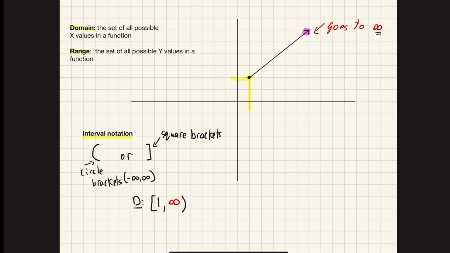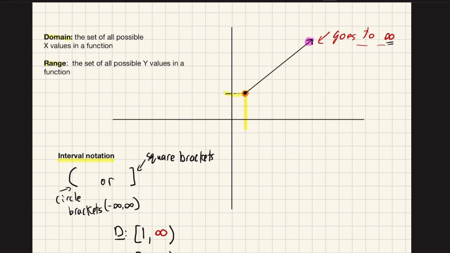Now for my range, and we'll put R over here, we're going to do something similar. The lowest y value that we see is a value of 2. And since I can actually see that value on the graph, we're going to put a square bracket around it. And then just like with the domain, this one goes to infinity as well, positive infinity. So I'm going to write infinity here, but we're going to close that off with a circle bracket because it is not an included point.